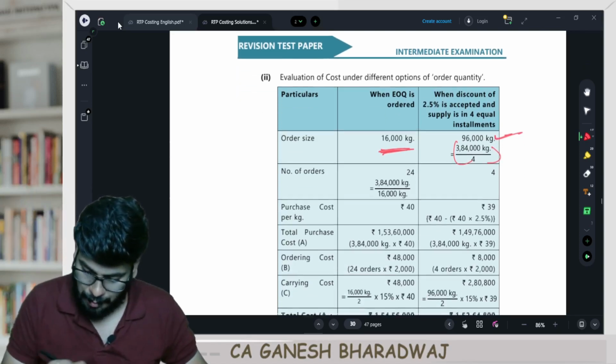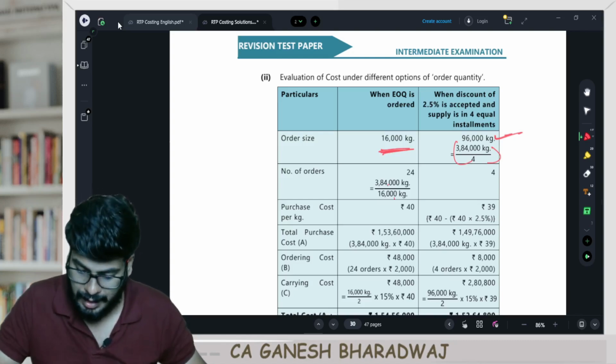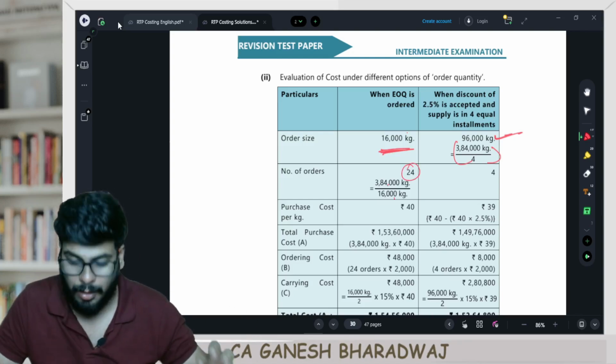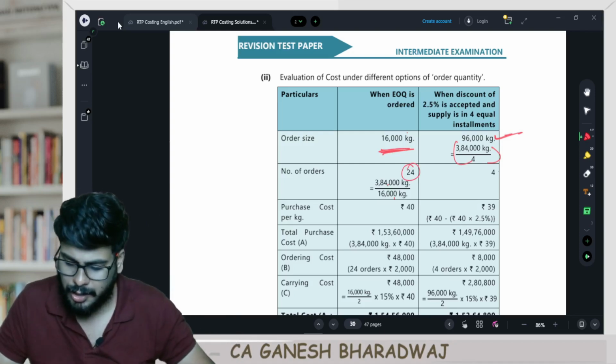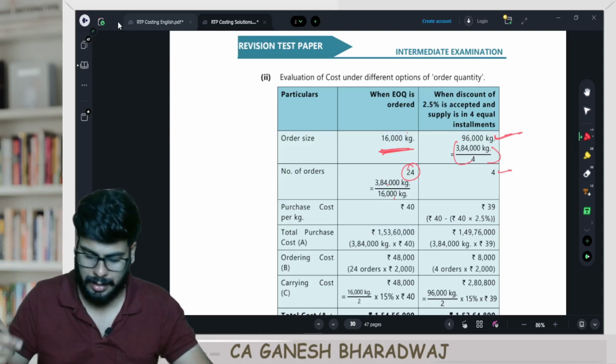So now in a year, the number of orders, how much is that going to be? 3,84,000 divided by 16,000, right? That's going to be 24 under the current EOQ level. Here it's going to be 4. Or you can even say 3,84,000 divided by 96,000. It's going to be 4.